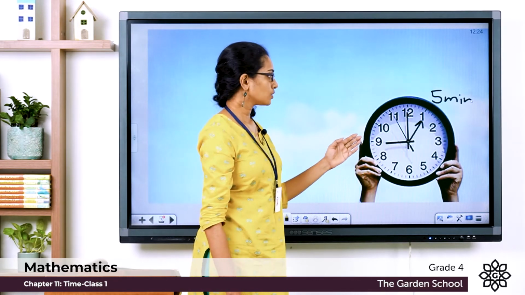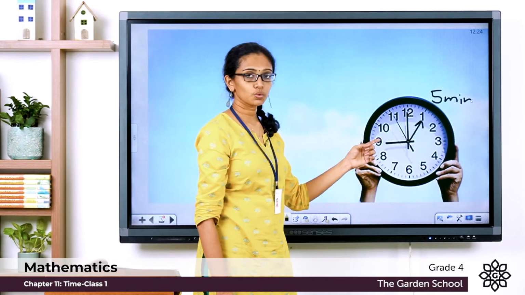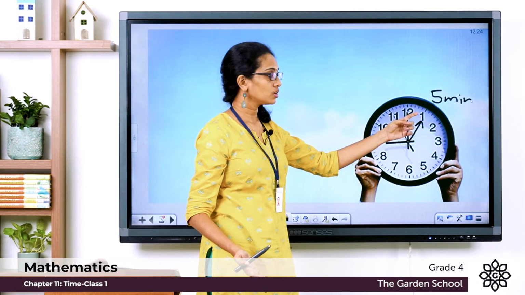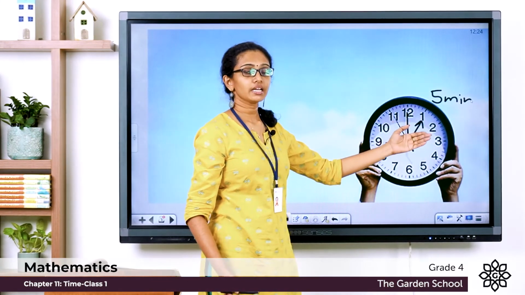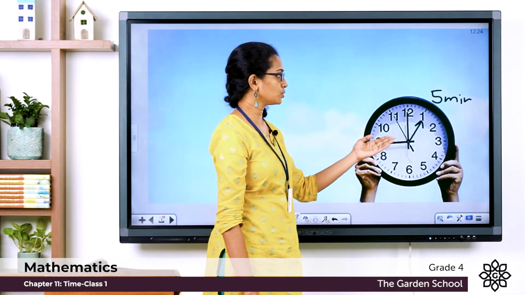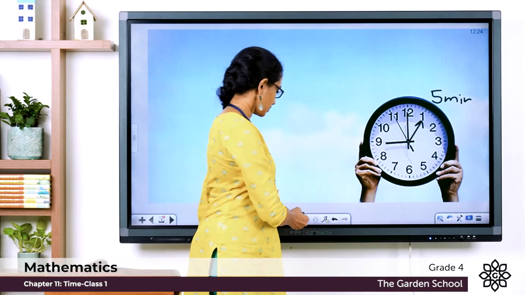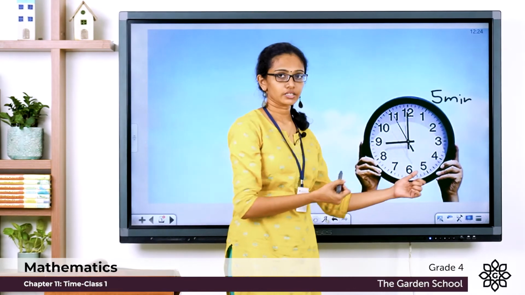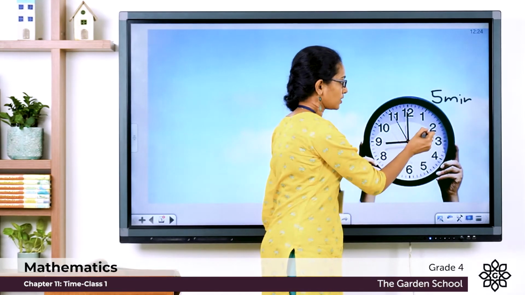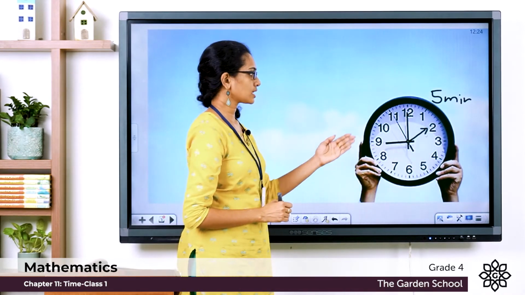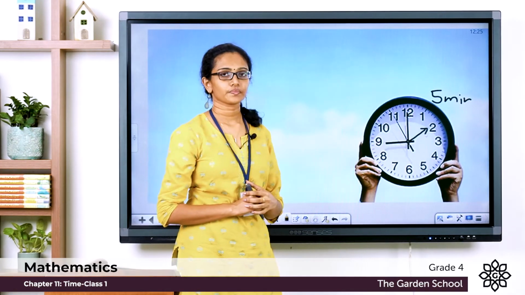So right now, the hour hand is pointing to 9 and the minute hand is pointing to 1. So what is the time now? The time here is 9:05. And what if the minute hand is pointing to the number 2? Like this, see, right now the hour hand is on 9 and the minute hand is on 2. So right now the time is 9:10.